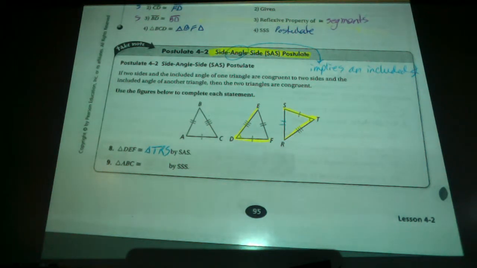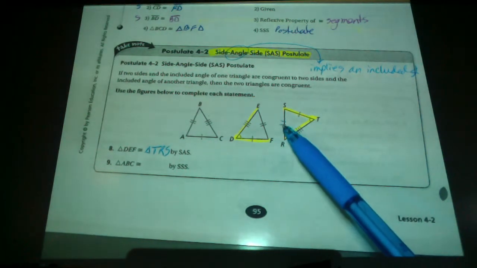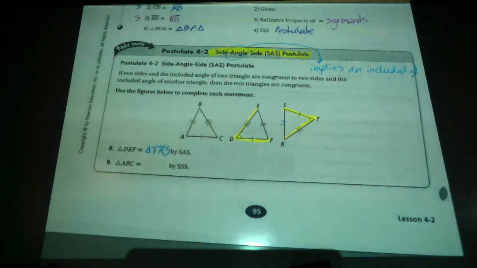All right, so you do number 9. But this one's by SSS. So you want 3 sides that are congruent and 3 sides that are congruent. You can't use my blue tick marks here. You have to go with the original that was given. So if the original doesn't have 3 sides tick marked, you can't use that triangle. Hint, hint, hint.